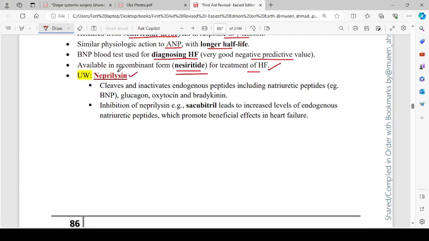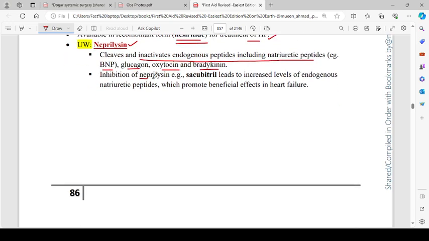The UWorld point is about neprilysin. Neprilysin cleaves and inactivates endogenous peptides, including natriuretic peptides, for example BNP, glucagon, oxytocin, and bradykinin. Inhibition of neprilysin, for example with sacubitril, leads to increased levels of endogenous natriuretic peptides, which promote beneficial effects in heart failure. Neprilysin is an enzyme and we inhibit it with sacubitril, so when neprilysin is not there to break down the BNP, we can get a beneficial effect in people with heart failure.